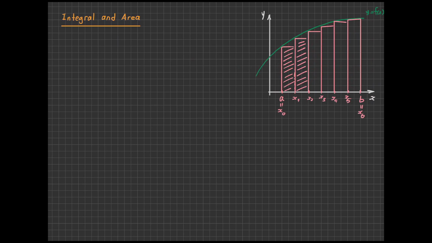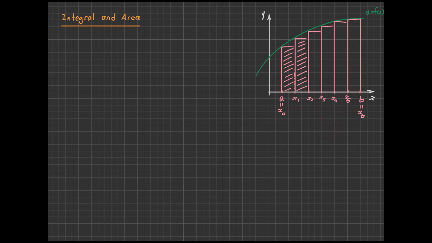No, x1 minus a. But what is x1? So the best answer is a is given to you, b is given. If you calculate b minus a, what do you get? You get the total length. In this case, how many subintervals do I have? 6. So I divide this by 6. This becomes the length of each one of these parts that you see. Do you agree? Yes? So this is the calculation of that one.